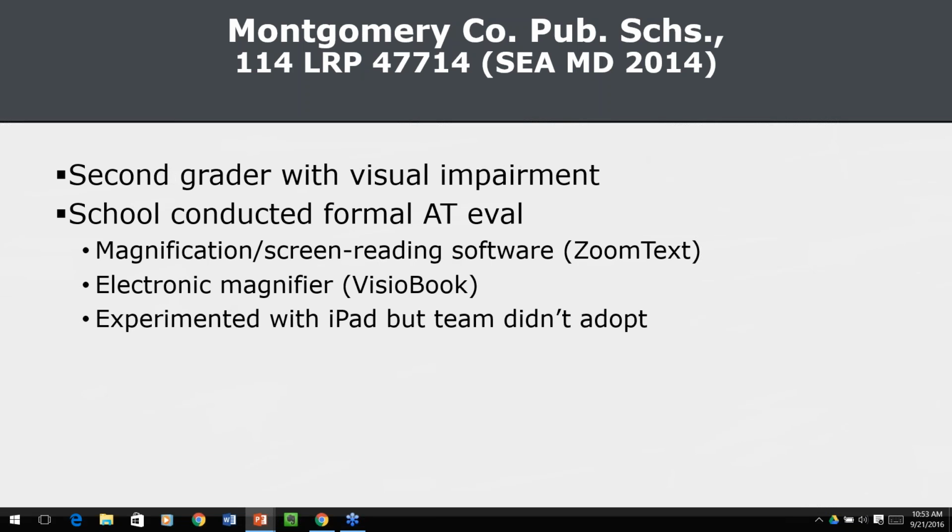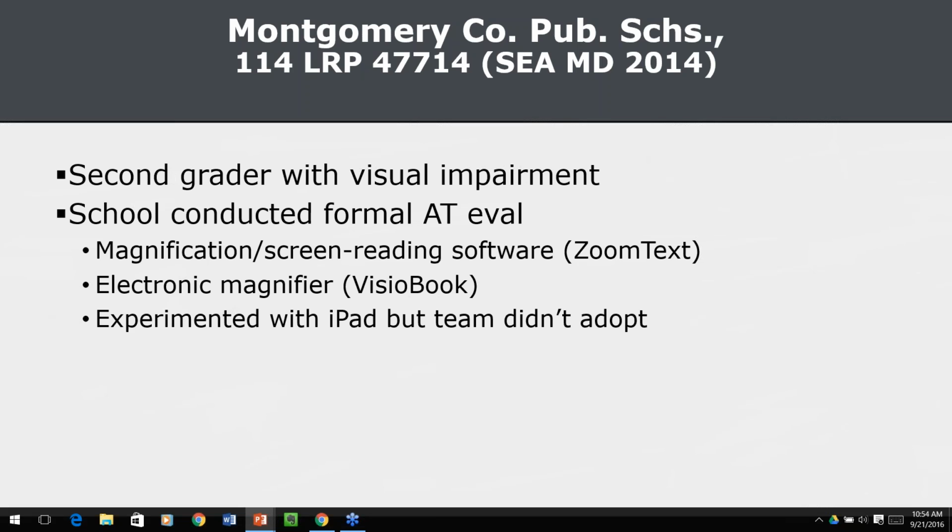The AT evaluator put this girl on an iPad, but the team didn't adopt the iPad for a bunch of reasons. The consultant said she was okay with the iPad, but she did just as well with the other two cheaper technologies. They were also concerned that the iPad software would hook into the Promethean board that the teacher was using, and that the student would have access to teacher files once they were in through the Promethean board.